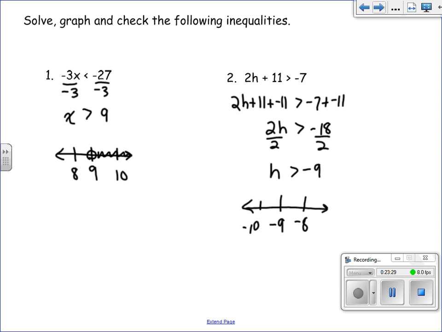What kind of circle should I put on -9? Open or closed? Michael? Closed. How come? Because it's starting at -9, including -9. Okay, does it include -9 when there's no equal to bar under it? No. So then what do we have to put on -9? Open. Open circle. It doesn't include it.